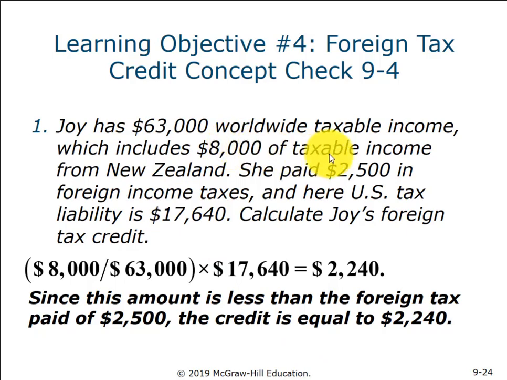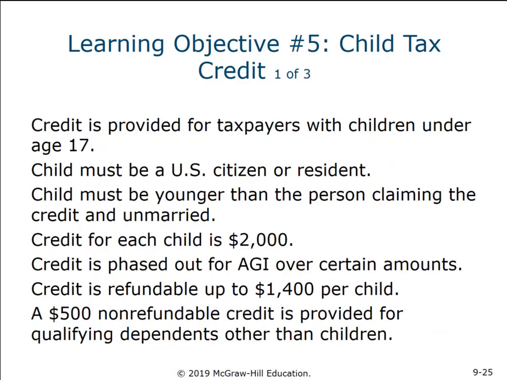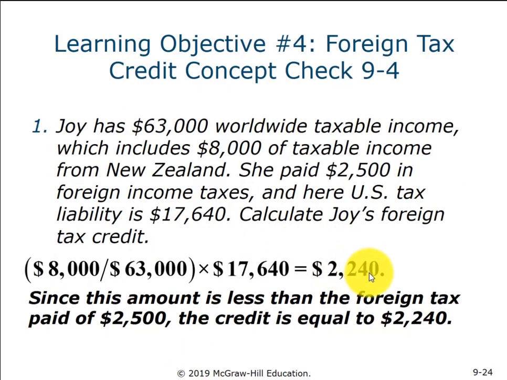So for example, 63,000 worldwide taxable income, 8,000 from New Zealand. She paid 2,500 to New Zealand. Her tax liability here is 17,640 on the whole amount. So she takes 8 divided by 63 and multiplies it by the whole amount. That's how much of her tax is from the income from New Zealand. But she paid 2,500, and she has to use the lower one. The only credit she gets is for the part of the tax that she would have paid in the United States on that income overseas. She doesn't get the full 2,500.